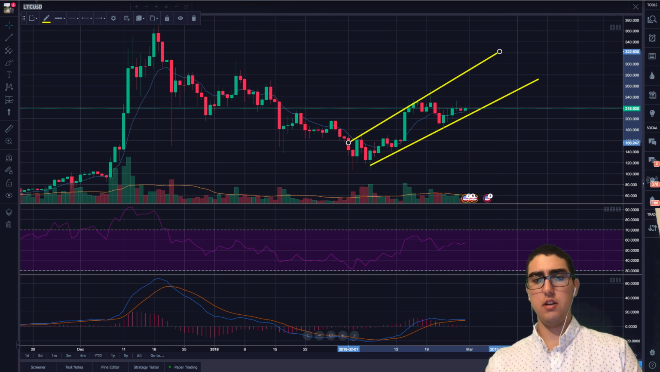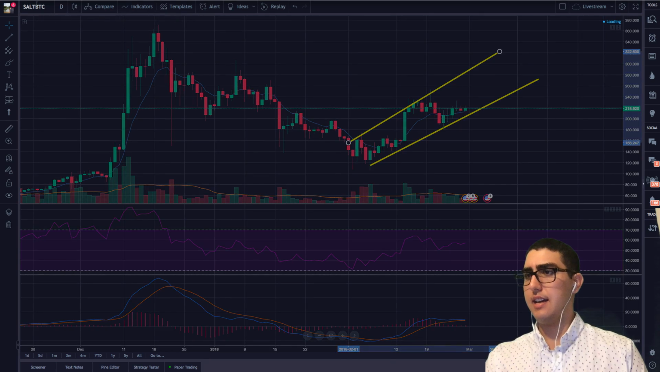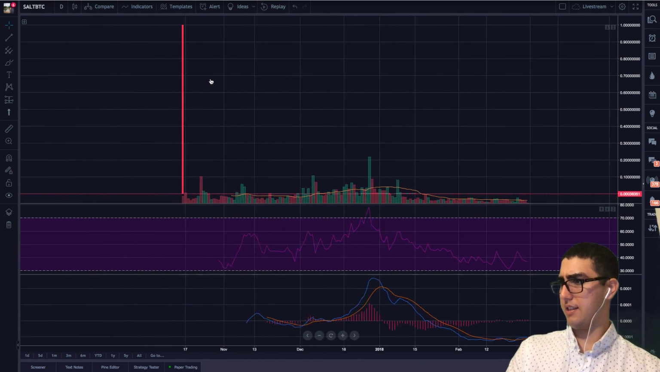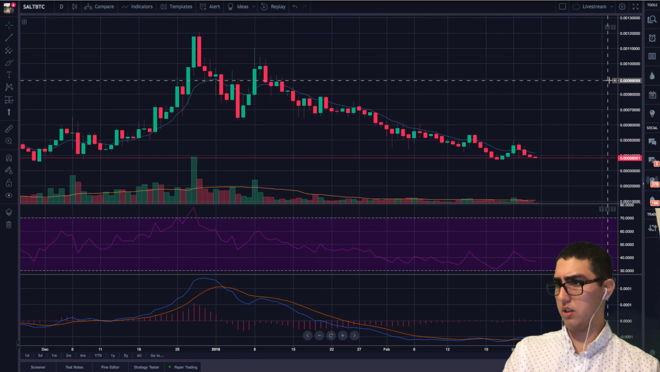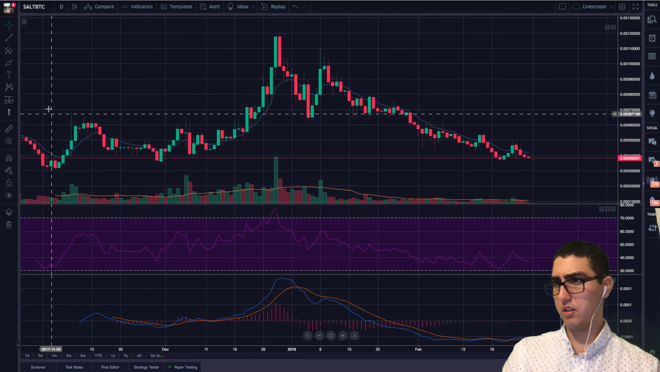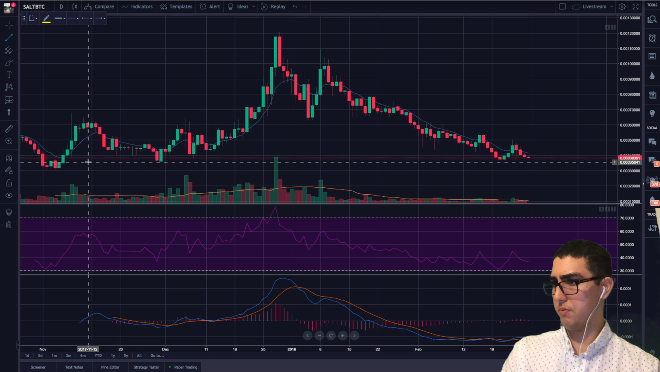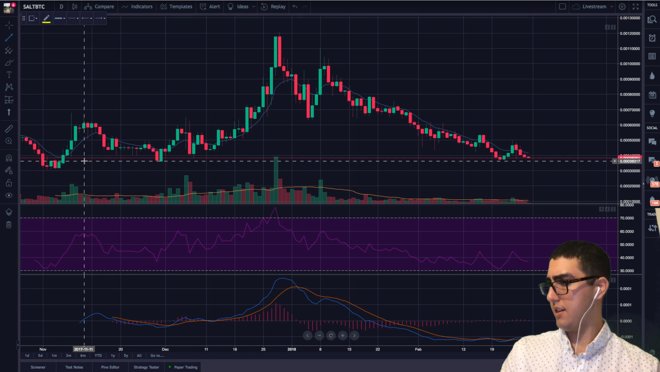We're going to do SALT BTC, and let's do a quick analysis here, and then we'll take a couple questions. Actually, let's look at this chart. It's very similar to what we saw with Cardano. We're seeing these previous support levels reached again.